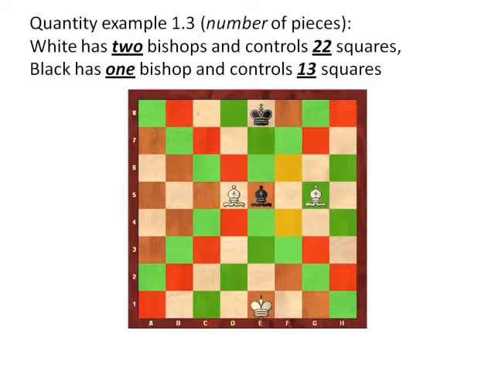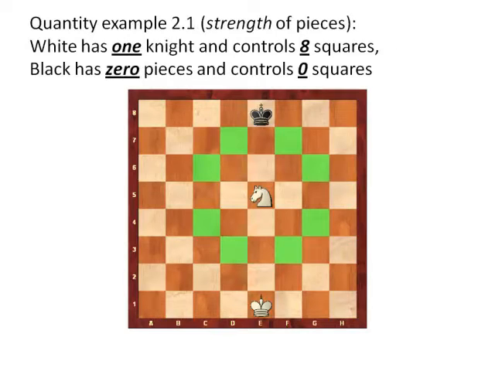Let's go on to quantity example 1.3, number of pieces. White has 2 bishops and all of a sudden controls 22 squares, but Black still has the one bishop and controls 13 squares. The yellow squares are squares that are controlled by both sides. Okay, so that was a quantity example about the number of pieces.